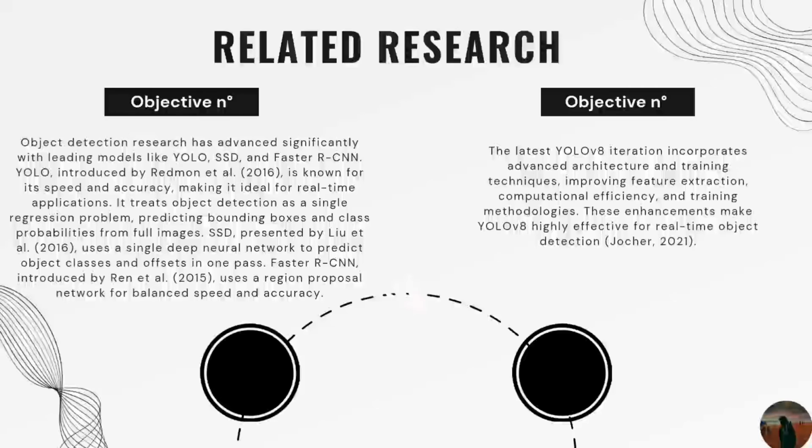And Faster R-CNN, which stands for Faster Region Convolutional Neural Network, introduced by Ren in 2015, uses a region proposal network for balanced speed and accuracy. For the latest, YOLOv8, the iteration incorporates advanced architecture and training techniques, improving feature extraction, computational efficiency, and training methodologies. These enhancements make YOLOv8 highly effective for real-time object detection, as stated by Jocher, 2021.